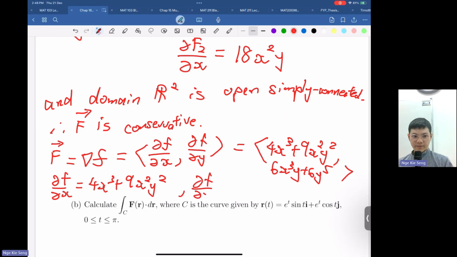And del f over del y equals 6x cubed. Should we do this? Let me think.